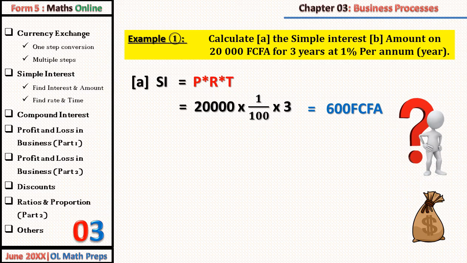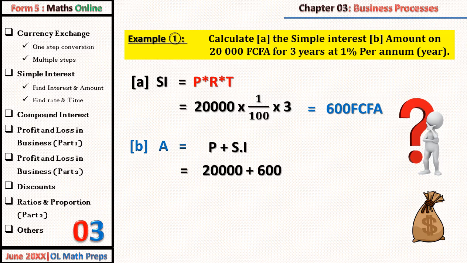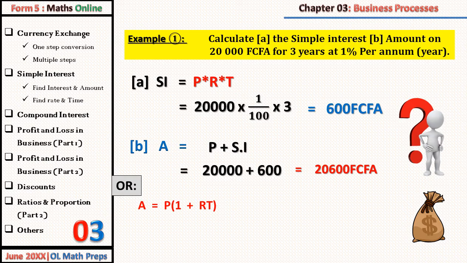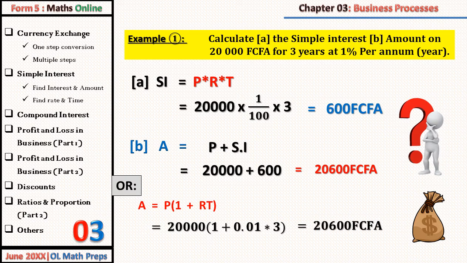That's the simple interest. Now for the B part, the amount is equal to principal plus simple interest, and that gives us 20,600 francs. Or alternatively, we can get the amount by using the formula amount equals principal into 1 plus rate times time, and that will give us 20,000 into 1 plus 0.01 times 3, and that still gives us 20,600 francs.